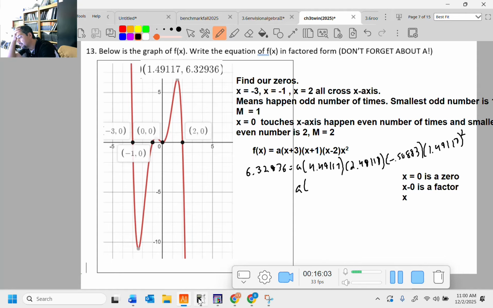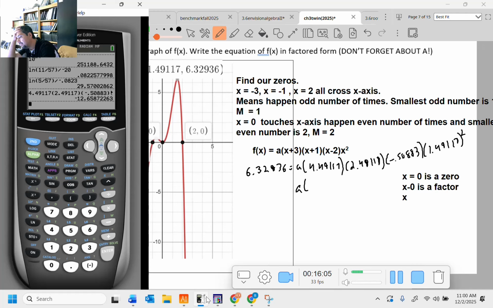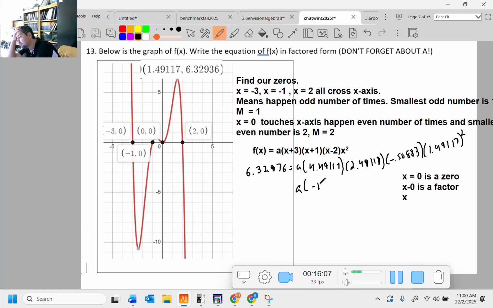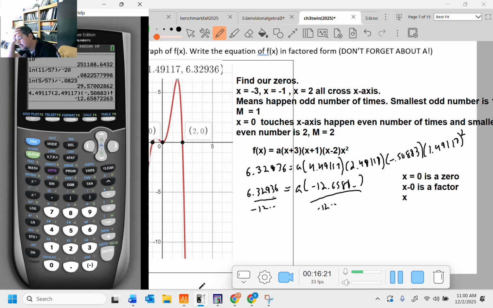A times -12.6587 and some change. And that equals 6.32936. The next move would be to divide that -12 and some change out, right? So if you're playing along with a calculator, it's not that hard. 6.32936 divided by that is going to be roughly -1/2, and that's what a is.